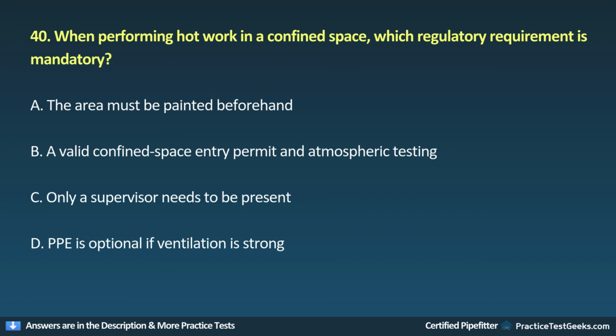40. When performing hot work in a confined space, which regulatory requirement is mandatory? A. The area must be painted beforehand. B. A valid confined space entry permit and atmospheric testing. C. Only a supervisor needs to be present. D. PPE is optional if ventilation is strong.